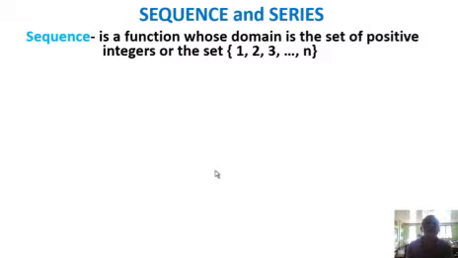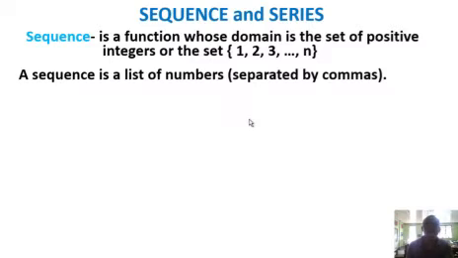Okay, our topic this time is sequence and series. A sequence is a function whose domain is the set of positive integers, or the set of positive counting numbers 1, 2, 3 up to n. A sequence is a list of numbers separated by commas. Example: 1, negative 1 half, 1 third, negative 1 fourth form a sequence.